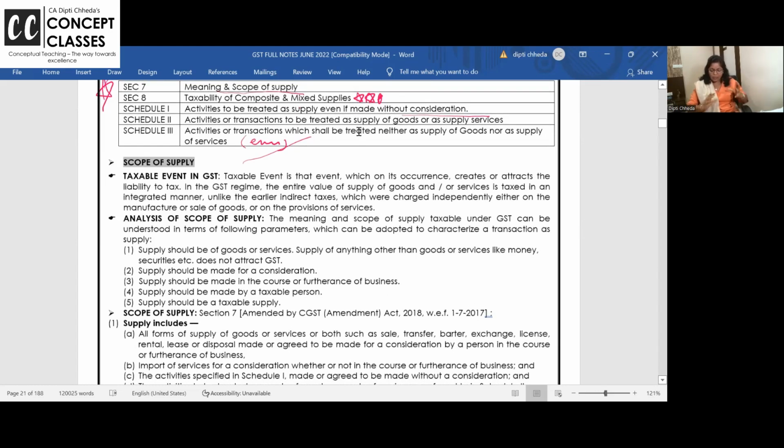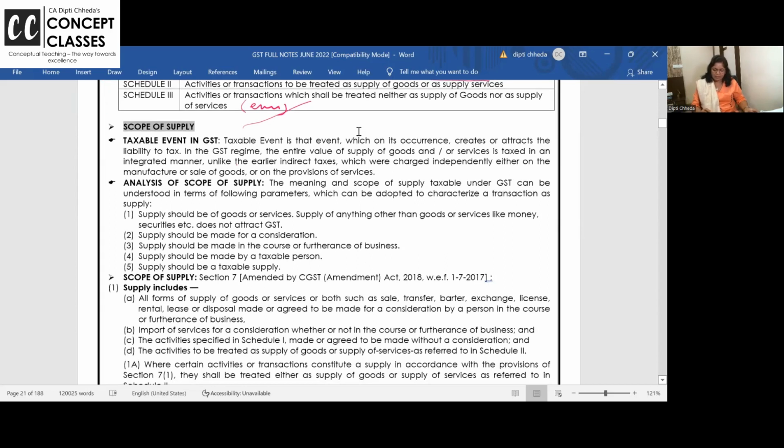Chalo, let us write now. What are the ingredients of supply? Taxable event in the GST, it occurs, creates in GST the entire value of supply of goods or services taxed together. Unlike earlier, it was charged separately. So the ingredients of supply, star mark this, very important. Supply should be of goods or service. Underline the way I am doing. GST is levied on supply. The first thing I started the class with was the flowchart: GST is levied on supply of goods and services.